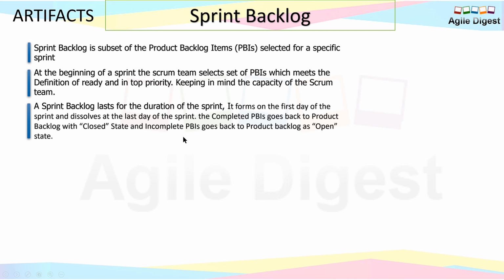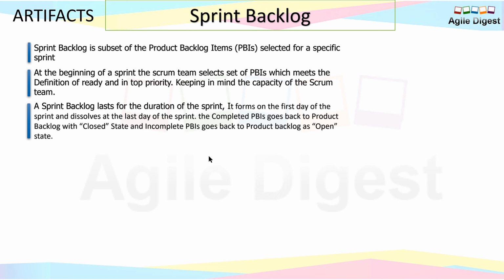The sprint backlog lasts for the duration of the sprint. If you have a 2-week sprint, the sprint backlog lasts for 2 weeks. If you have a 3-week sprint, it lasts for 3 weeks. The sprint backlog forms on the first day of the sprint and dissolves on the last day of the sprint.